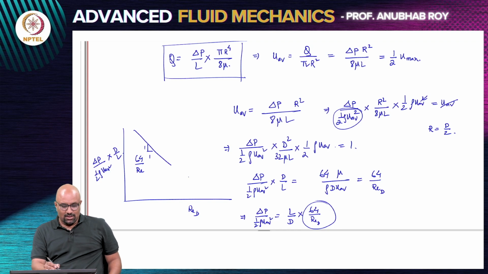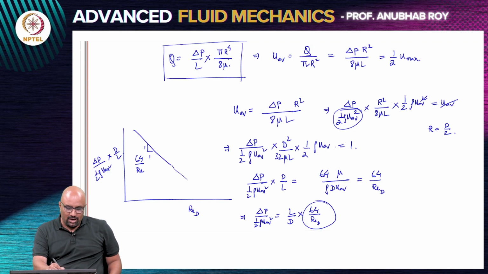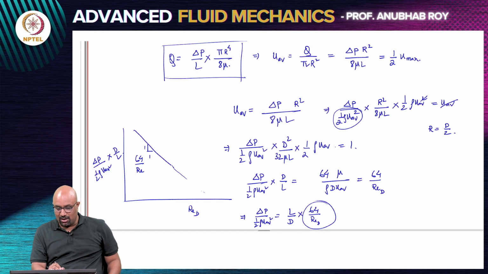Now, this ideally means that if you keep increasing Reynolds number. Now, how do you increase Reynolds number? You increase Reynolds number by either increasing the diameter of the pipe, increasing the density of the fluid, decreasing the viscosity of the fluid, or more importantly, more realistically, increasing the flow rate, which increases the average velocity.